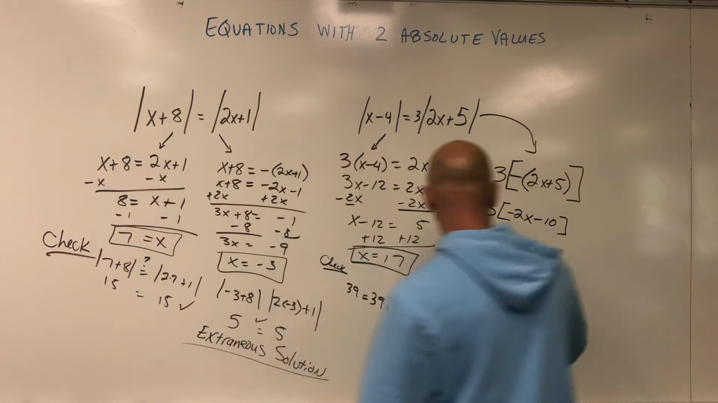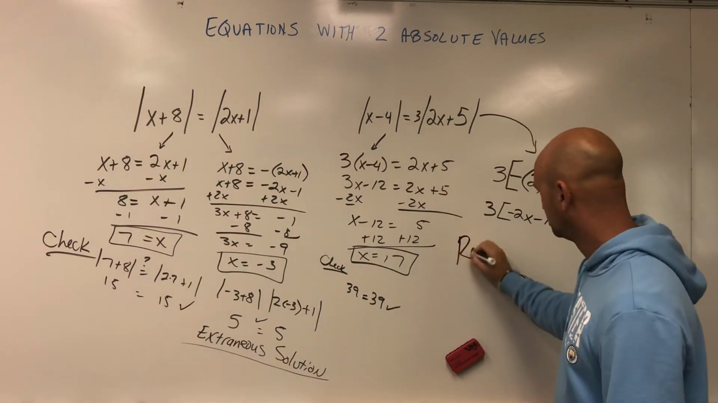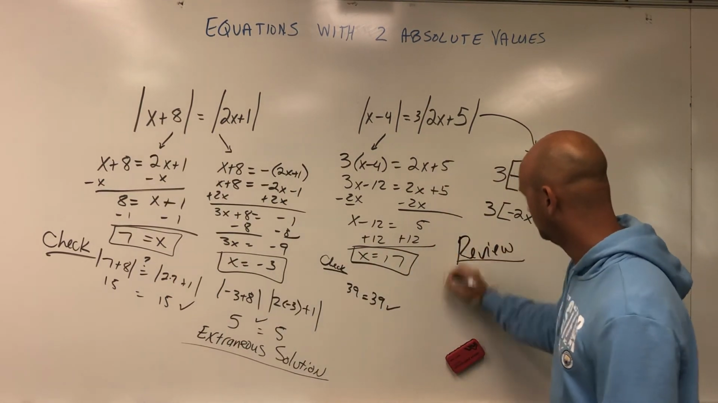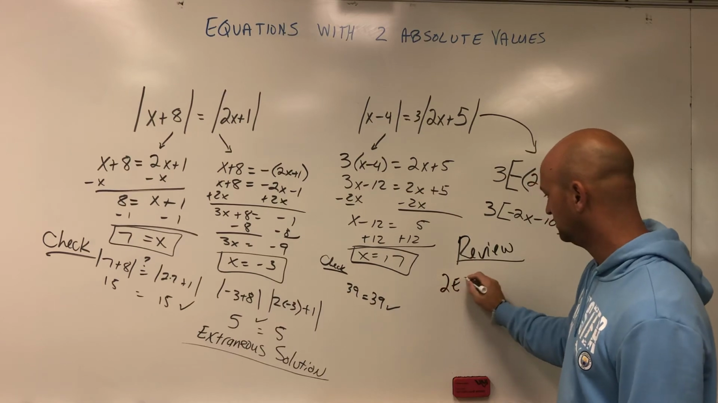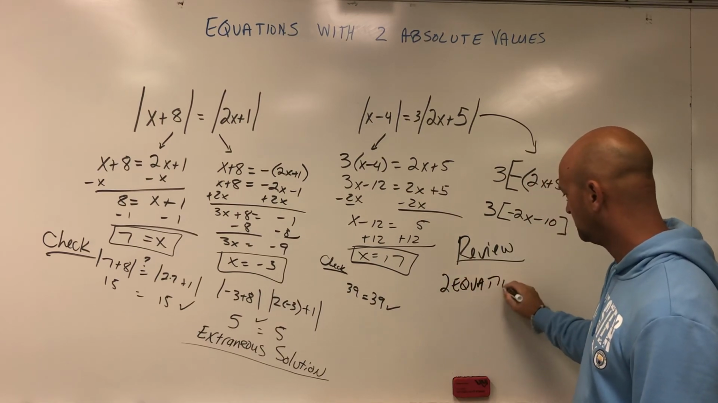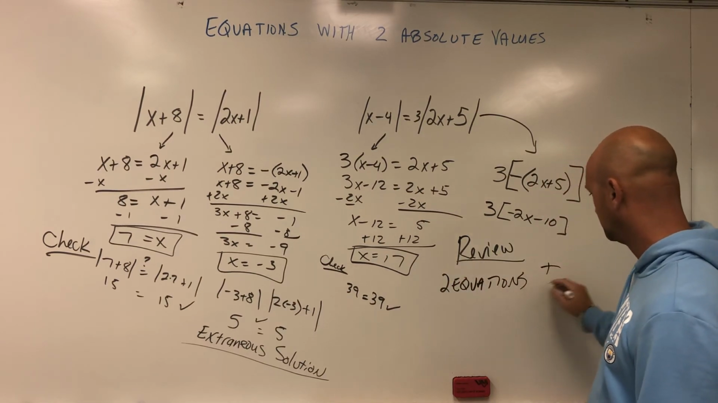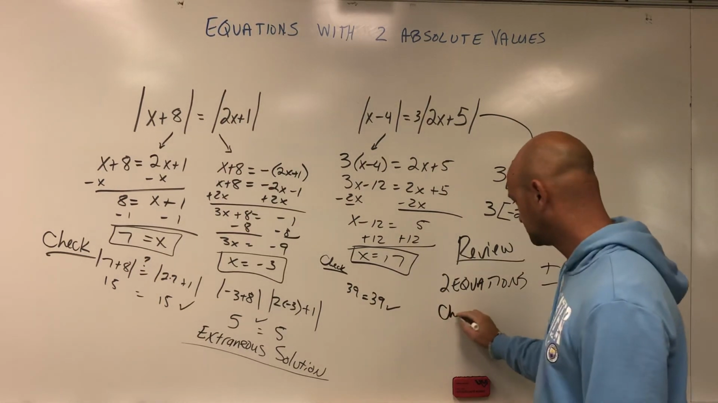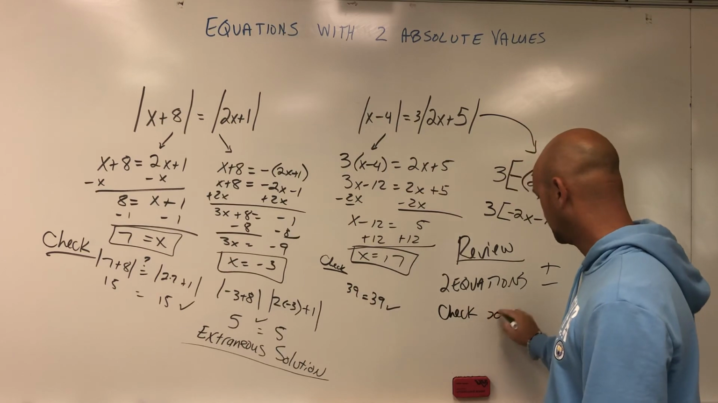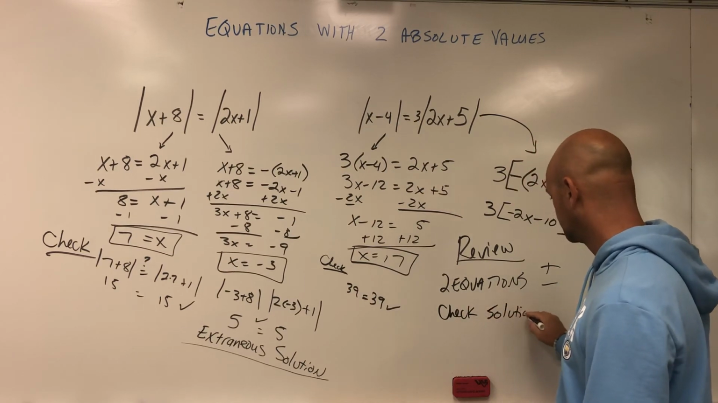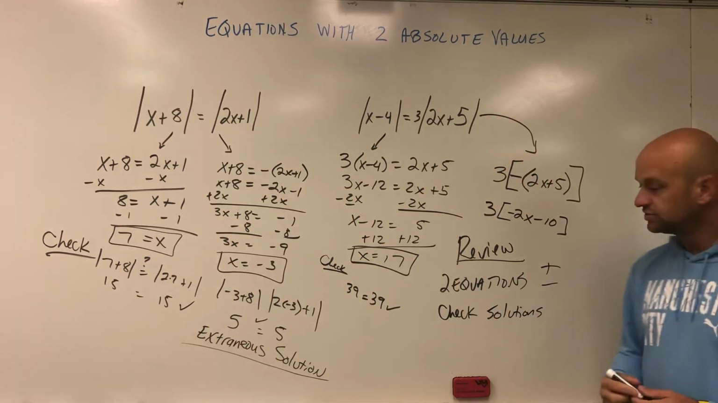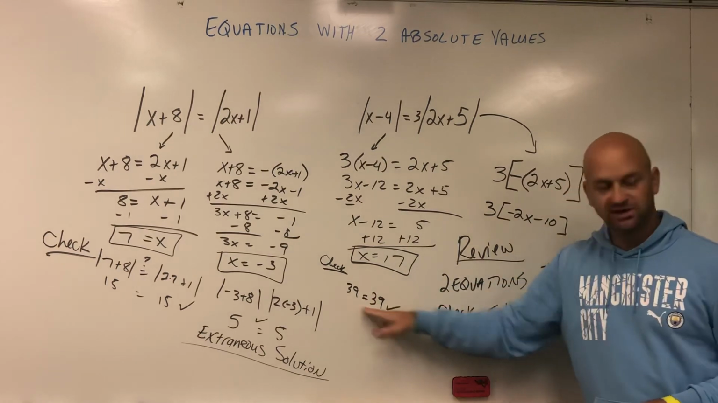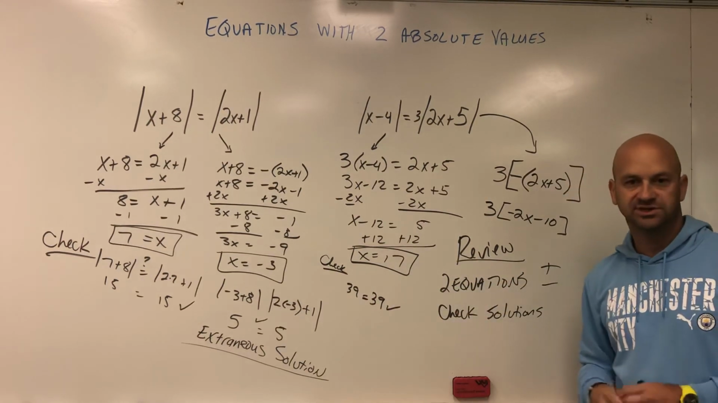So to review this, what did we do? We need the two equations: to solve, we need the positive one and the negative equation. Then we have to make sure that we check our solutions, and if the solution doesn't check, where it's balanced, then we have an extraneous solution.